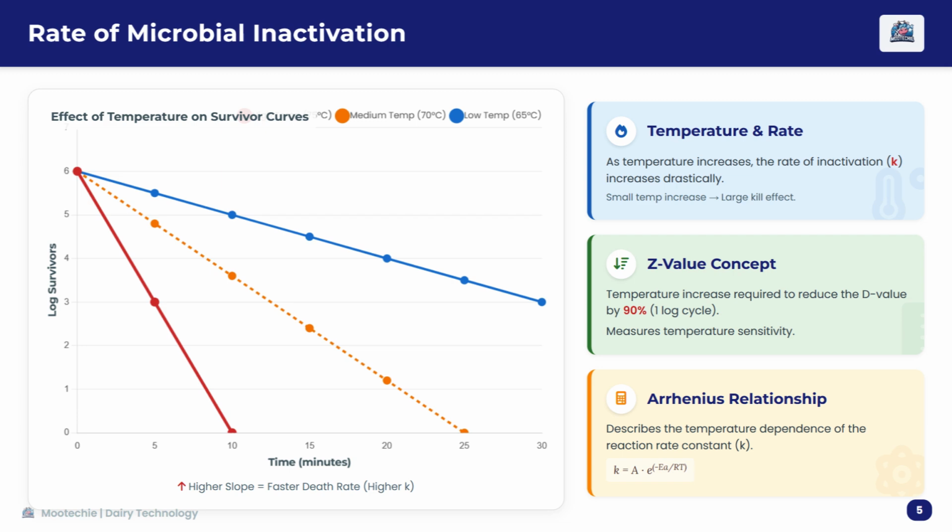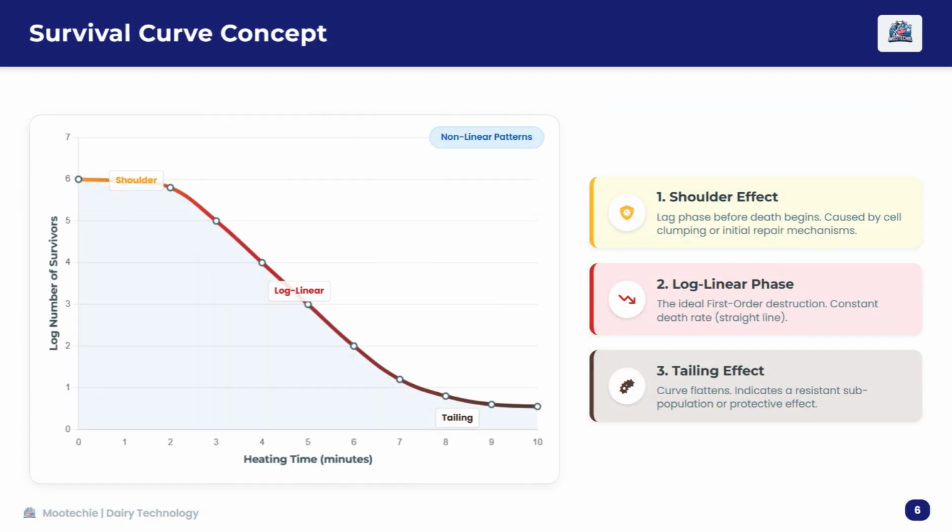In practical situations, survival curves may show non-linear patterns. First, shoulder effect. There is an initial lag before death begins. This may be due to cell repair mechanisms or cell clumping. Second, log linear phase. This is the ideal first-order destruction phase. Third, tailing effect. The curve flattens at the end. This indicates resistant subpopulation or protective effects. Understanding these patterns helps in accurate process validation.